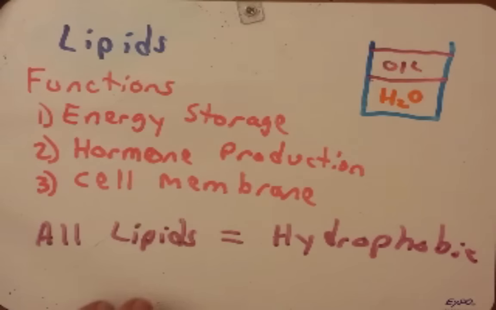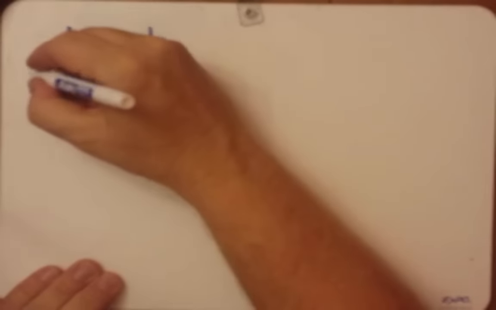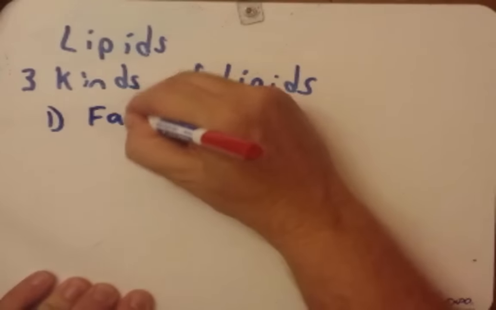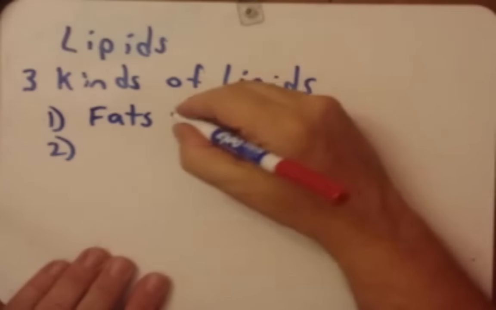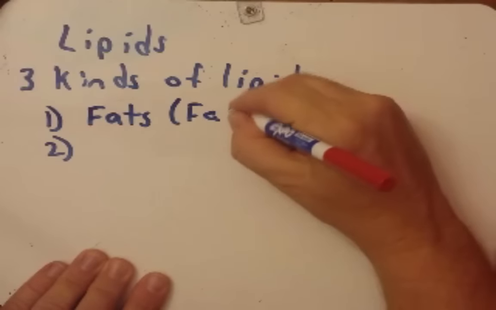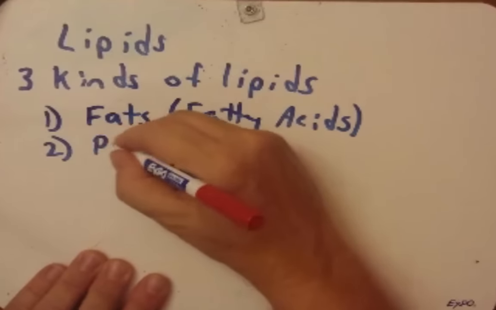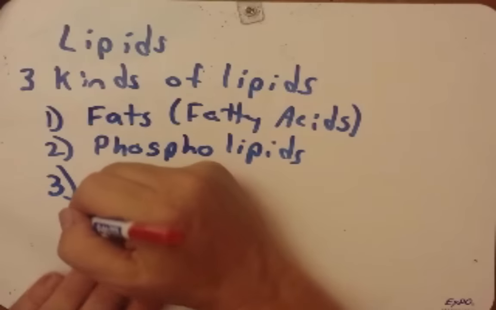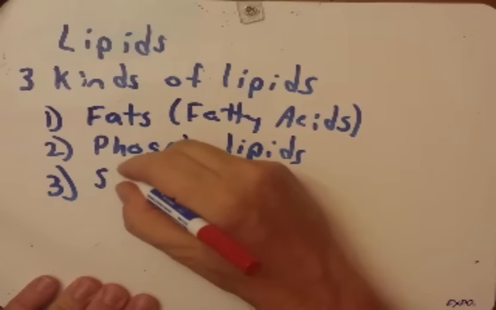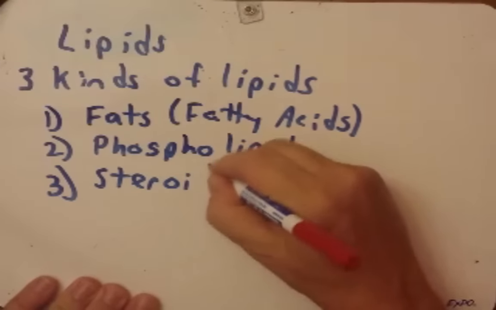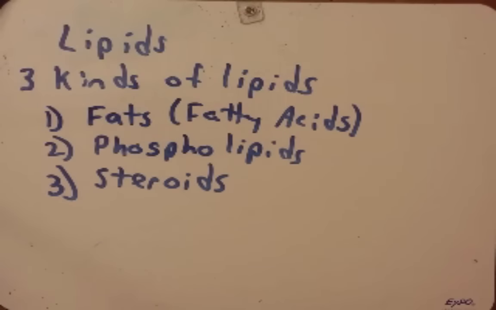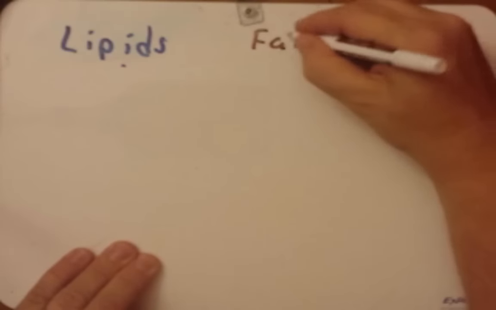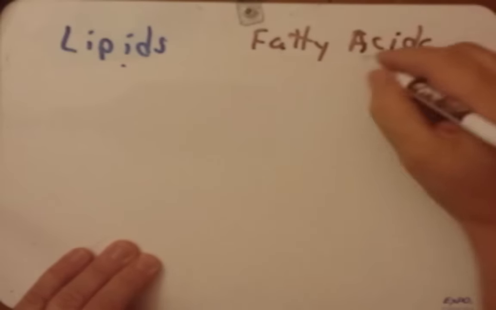Okay, let's erase this. There are three kinds of lipids we want to talk about. They include fats, and sometimes we might call these fatty acids. It would include phospholipids as the next type of lipids. And the third one would be steroids. Let's first talk about our fatty acids.